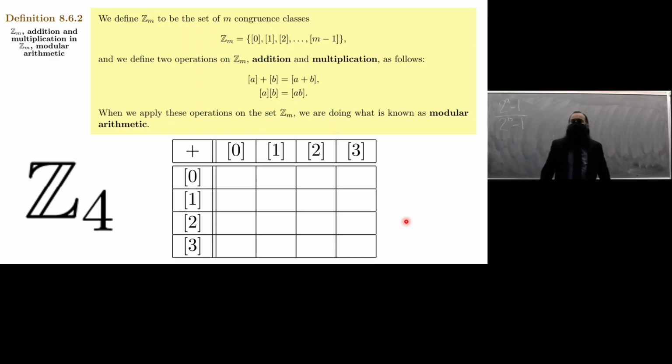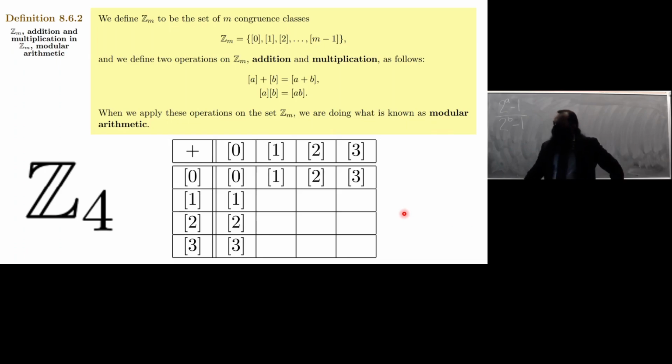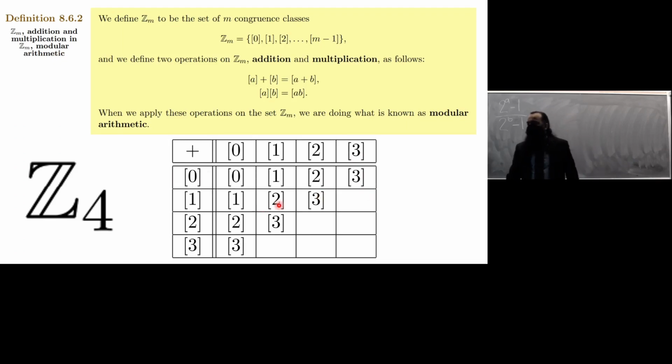Okay, so 1 minute is up. There are some people that already did it. How many people got 0, 1, 2, 3? 0 plus 0 is 0. 0 plus 1 is 1. 0 plus 2 is 2. 0 plus 3 is 3. Everyone got that? Everyone got that 1 plus 1 is 2? Everyone got that 1 plus 2 is 3? And what's 1 plus 3? Yell it out. 0. Okay.